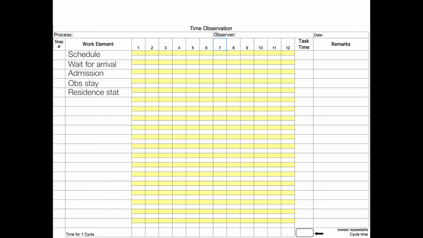So if someone's admission took super long because, say for example, they had to go and pick up some lorazepam for their withdrawal or something like that, and they didn't have it on them, just an example, then that's a remark that you could put in that column.